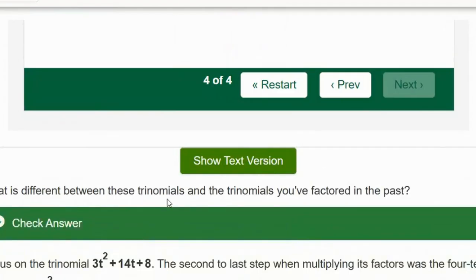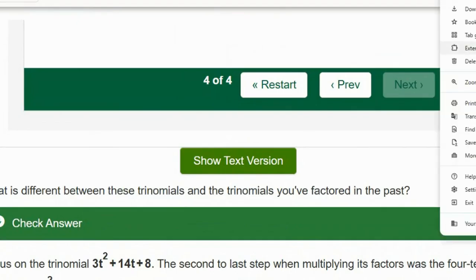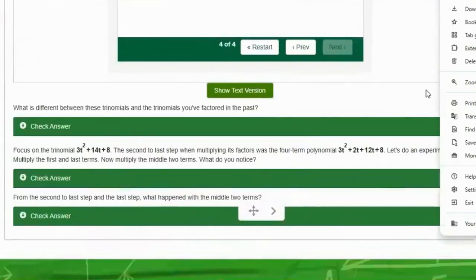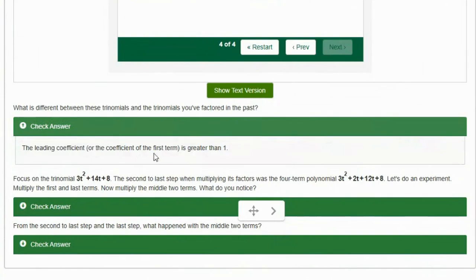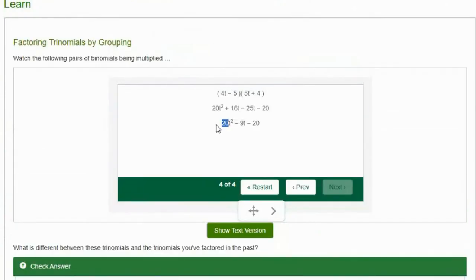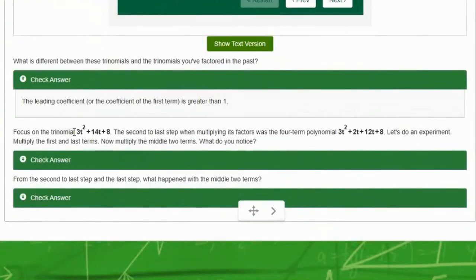So what's the difference between these trinomials and ones you factored in the past? All right, let's bring this back down. The leading coefficient, that's the big thing. The leading coefficient here is greater than 1. That's a 20t squared. That's a 2t squared. This is a 3t squared. So when we factor quadratics, we've done that a lot in earlier algebra classes, in Algebra 1, of just like x squared. But when you've got to factor 3x squared or something like that, it's a whole different thing. So let's focus on the 3t squared plus 14t plus 8.